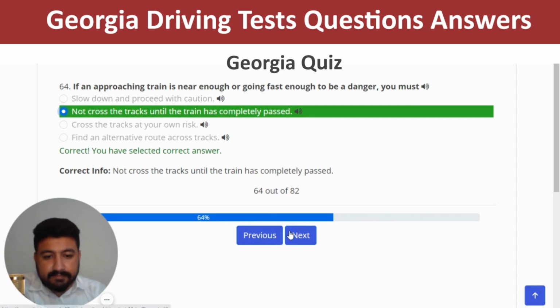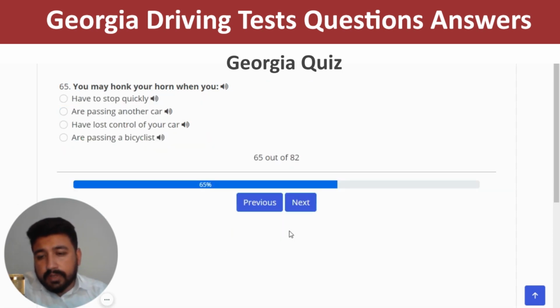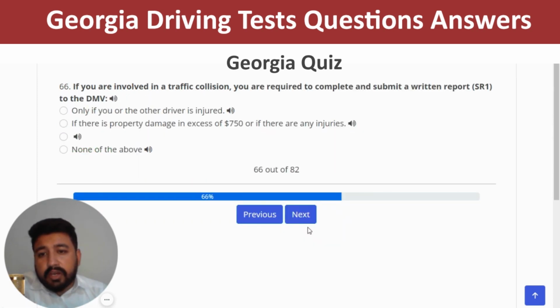Yeah. Next. You may honk your horn when you... The right answer is have lost control of your car. So I'm going to click on the third option. And next, if you are involved in a traffic collision, you are required to complete and submit a written report SR1 to the DMV. The right answer is if there is property damage in excess of $750 or if there are any injuries. So I'm going to click on the second option.